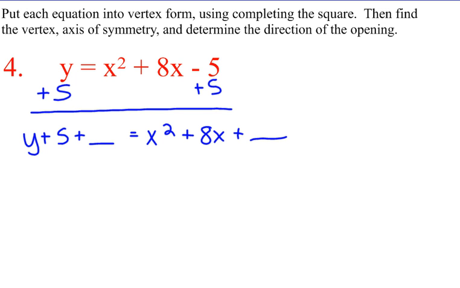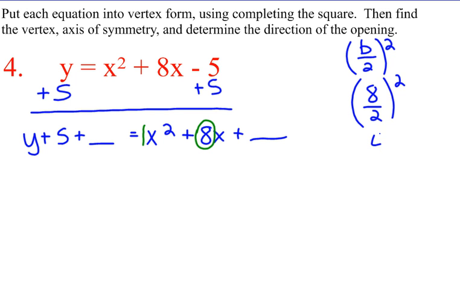If you remember, to find our blank, we take b over 2 squared. Our b value for this problem is 8. So I have 8 divided by 2. If you're not sure, let me just show you where I got that. Sorry. There's where the 8 came from, right there. Remember, this is a, b, and then our c we moved over, so we're giving ourselves a new c. So 8 divided by 2 squared. 8 divided by 2 is 4. 4 squared would be 16.